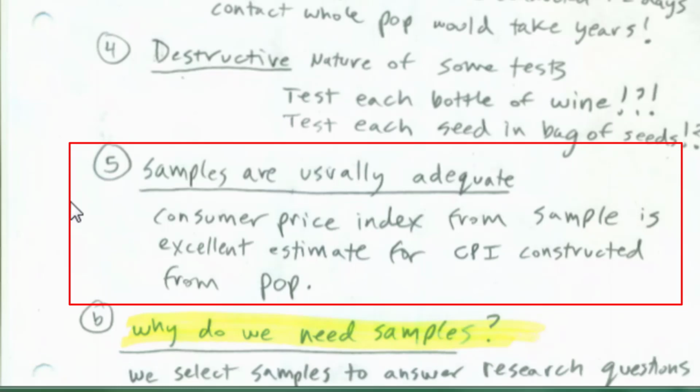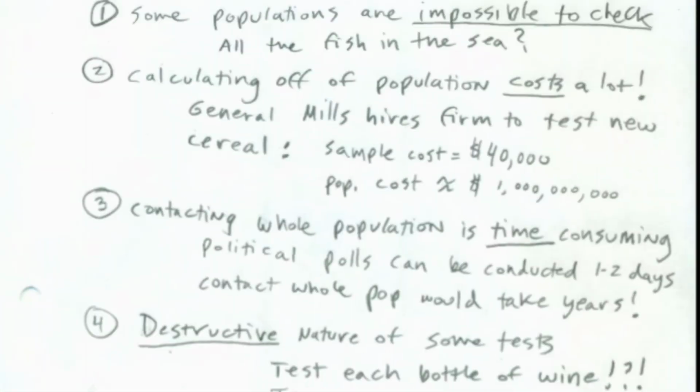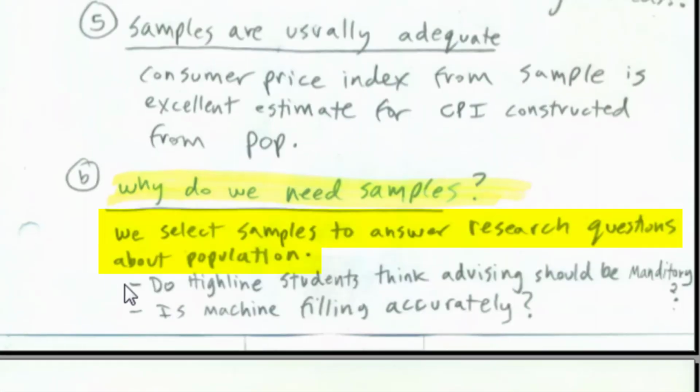And a great example is the consumer price index. Those taken from samples are quite accurate. Now, why do we need samples? We select samples to answer research questions about the population. Here at Highline Community College, do Highline students think advising should be mandatory? That's a question right here on campus they're trying to figure out right now.